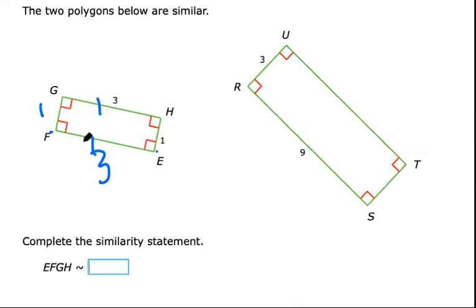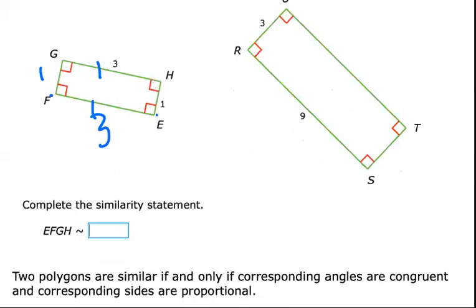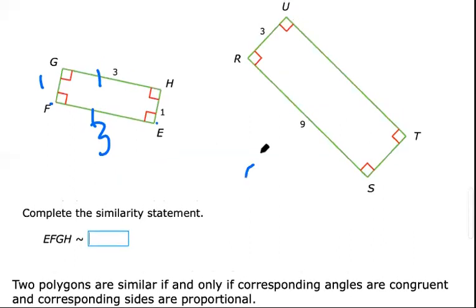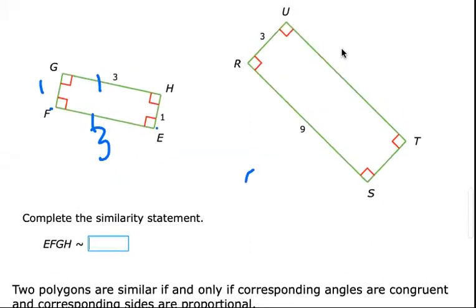So this is E, F, G, H. Okay, let's come over here. So E is going to be corresponding with UTSR. So U, T would be 9. And then next missing side would be 3. So this would be UTSR.